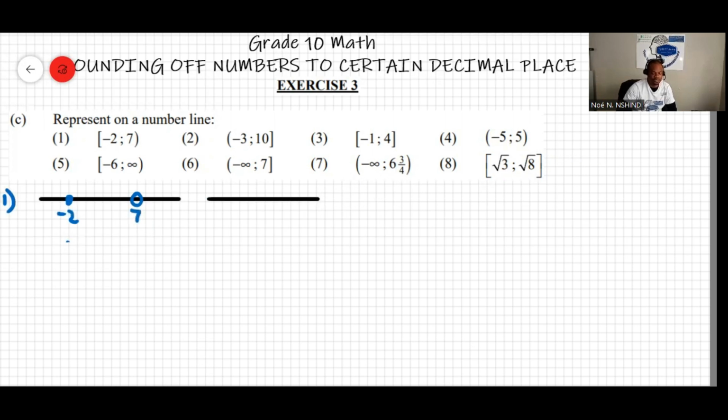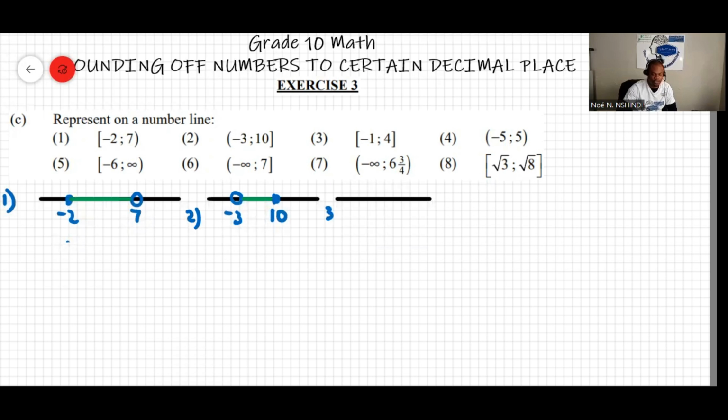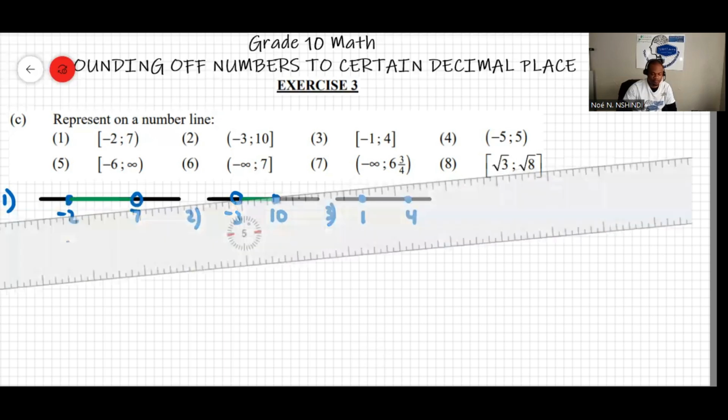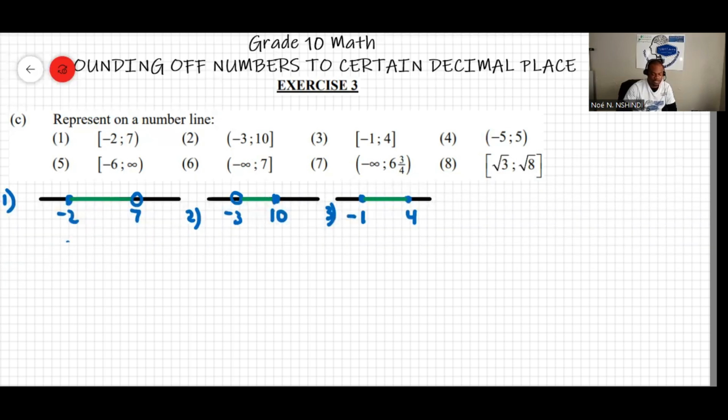Then for question 2, it's -3 to 10, and there we have a round bracket, so I put an open circle by -3, and a plain circle by 10. I draw a line here connecting them. Now question 3, what we have is -1 and 4. By -1 I put a plain circle, by 4 I also put a plain circle, and draw a line that connects both.